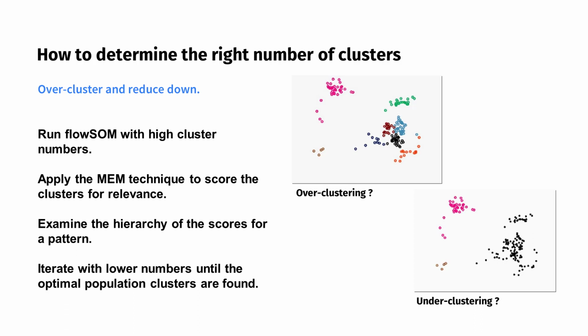By starting with a really high number of clusters and visualizing their MEM scores in a heat map, you can use your domain knowledge to observe patterns and narrow the number down. You can then do as many iterations of this analysis as you need, until you're satisfied you've found the true number of clusters. This way, you'll avoid the problem of underclustering that can cause you to miss a rare population.